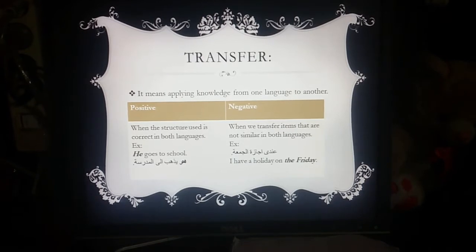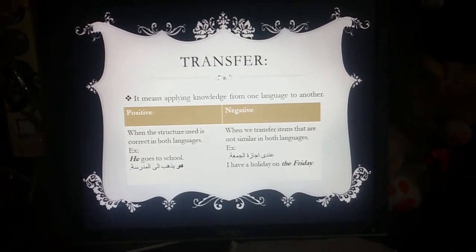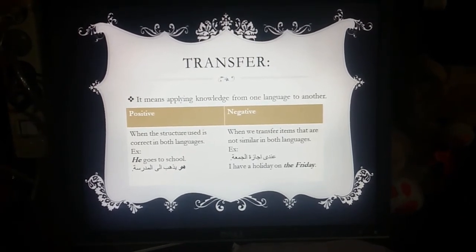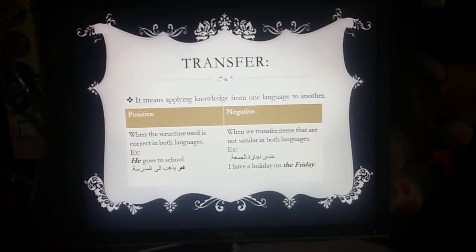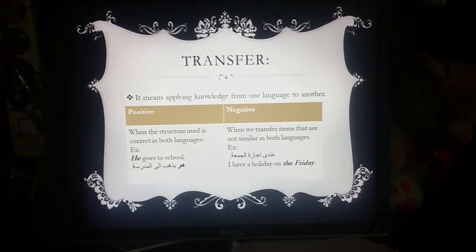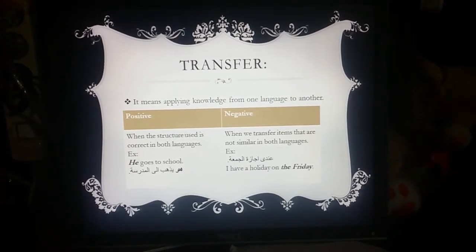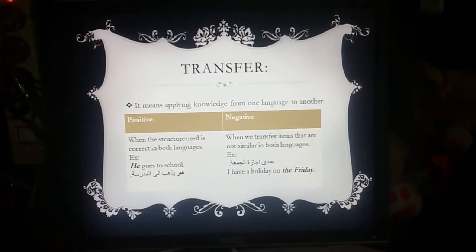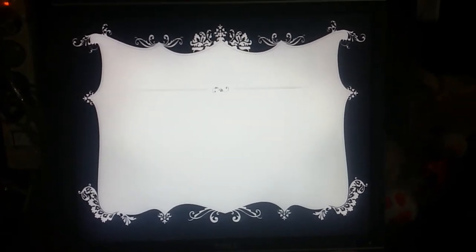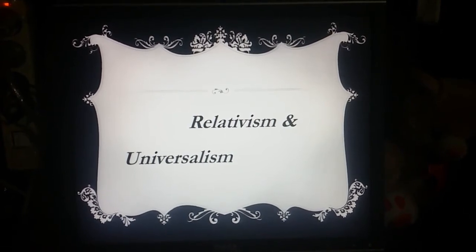However, regarding negative transfer, it can occur when we transfer items that are not similar in both languages. So for example, I can say in Arabic عندي إجازة الجمعة, but I can't say in English "I have holiday on the Friday," because the concept of the article is different in both languages. We can't precede the days of the week in English with articles, so it results in a negative transfer.